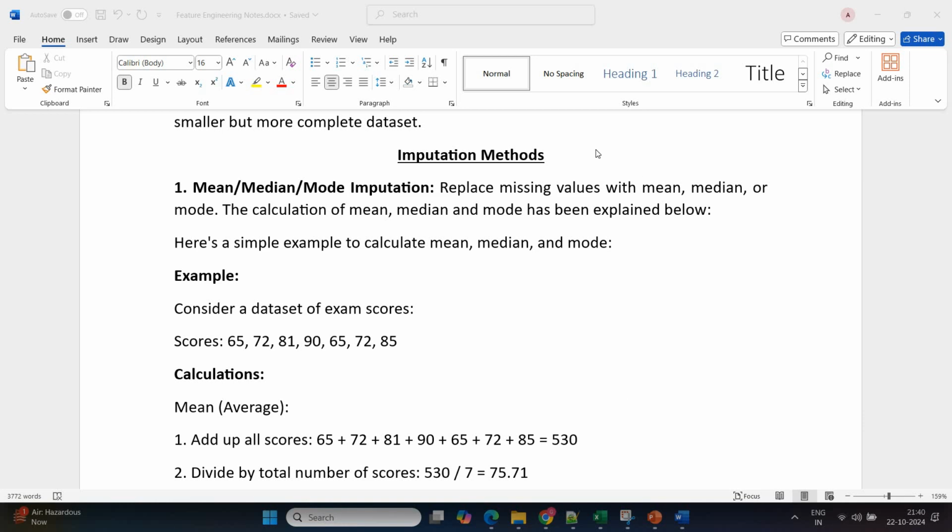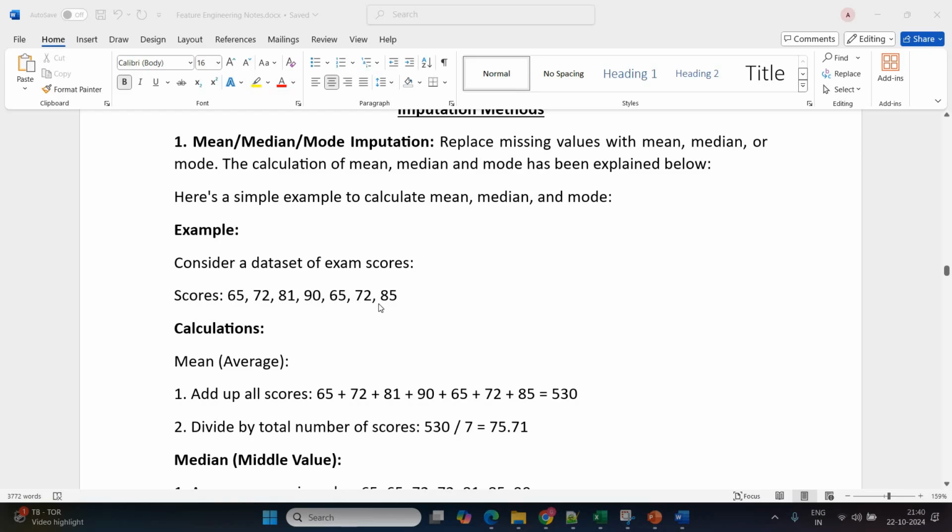Hello and welcome back. In this lecture, we are going to see the imputation methods to handle the missing values. Under the imputation methods, we are going to discuss today the mean, median, and mode imputations. We will have a small introduction to this, and after this, we will see how the mean, median, and mode are used for handling the missing values.